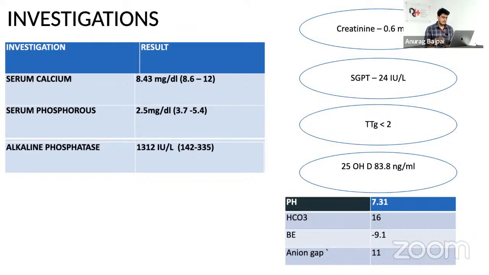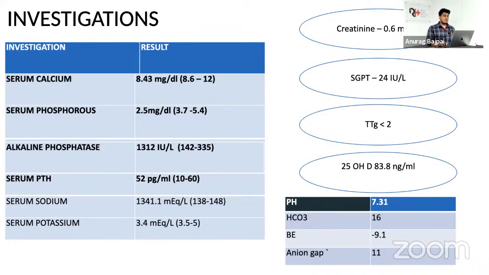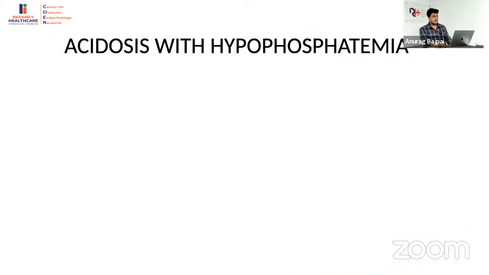Let's go forward from here. And we also got the PTH done, which was normal. So this also rules out the possibility of distal RTA with secondary hyperparathyroidism causing this kind of picture. And the sodium and potassium were done. Potassium was found to be on the low normal side. And we have this patient with acidosis with hypophosphatemia, and all the previous investigations clearly suggested proximal RTA.